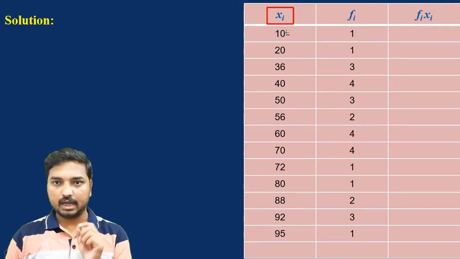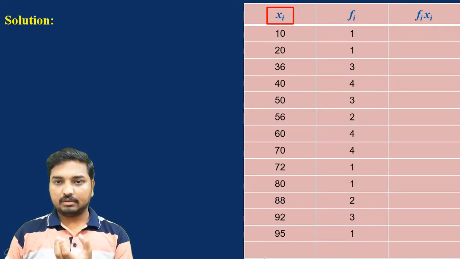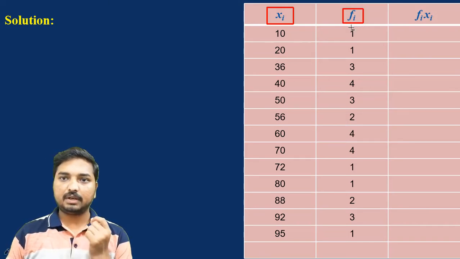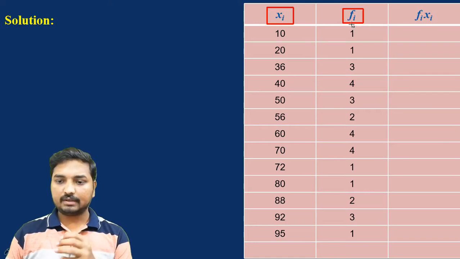Xi means what? Data. This is actually given in the problem itself. And the second column is actually what? Fi means frequency. It is also given in the problem itself, and I have written it here. Okay, frequency. So now the next process is very important.